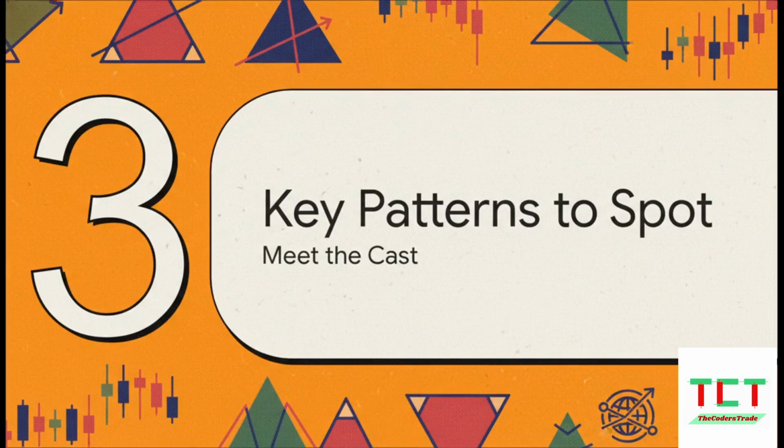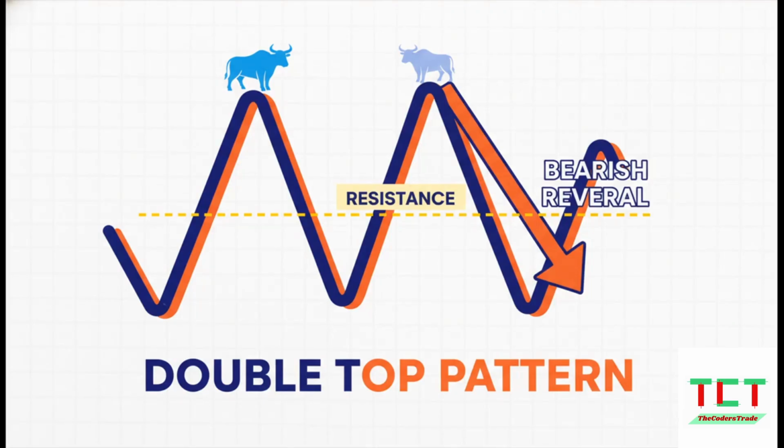Okay, so now that we know the main plot lines, let's meet the cast of characters. We're going to walk through some of the most common and recognizable patterns you'll see on the charts. First up, we've got the double top. It looks just like the letter M, and it's a classic bearish pattern. That means it suggests prices are getting ready to head down. It happens when the price hits a high, pulls back, then tries to rally to that same high again, but it fails. That second failure is a really strong signal that the buyers are losing control.